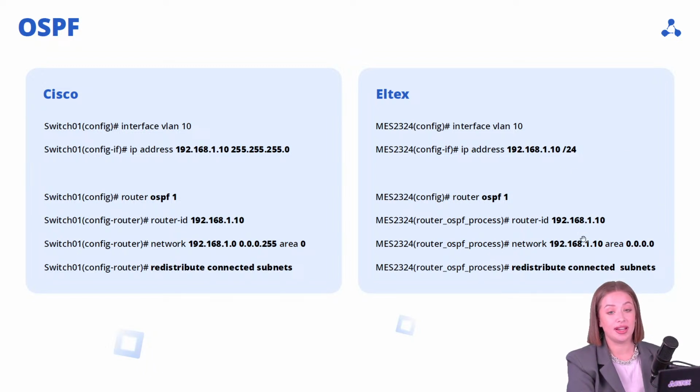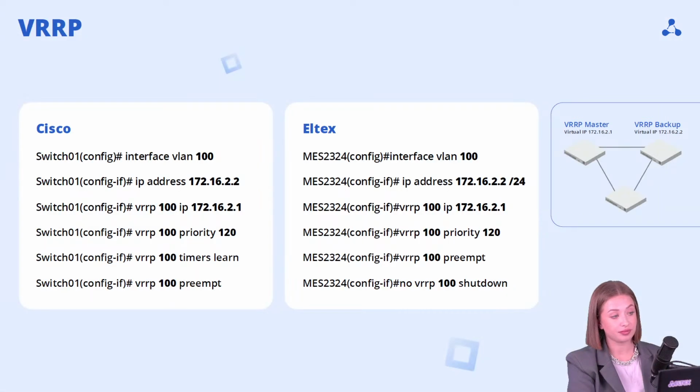Next, we define the OSPF network where the OSPF will take place and the area in which it will operate. In our case, it's backbone area, and as you can see, there is a little difference in syntax. And then, with the final command, we indicate the routes that the OSPF process can announce.